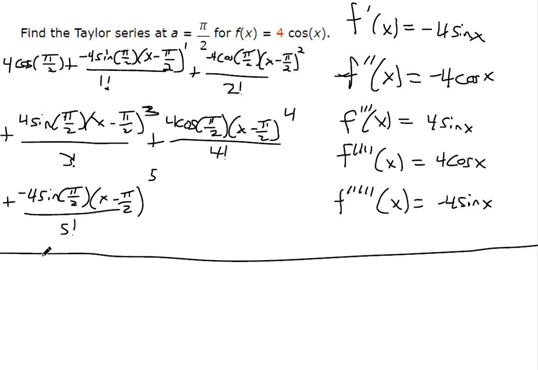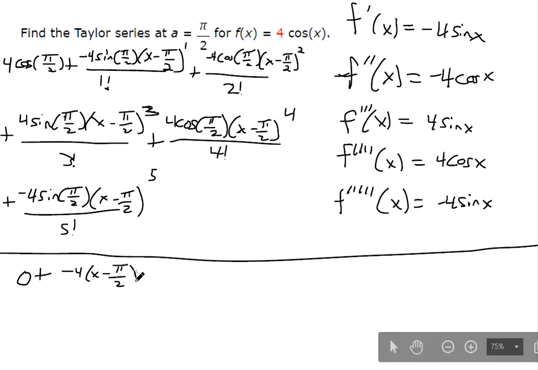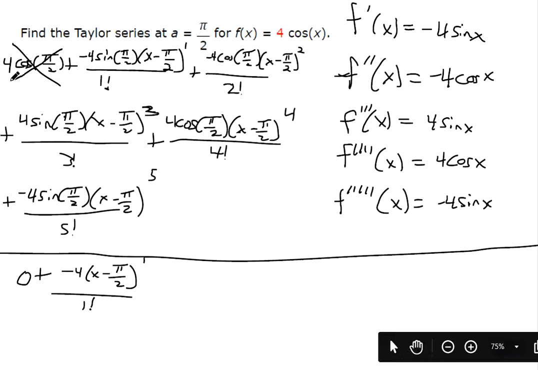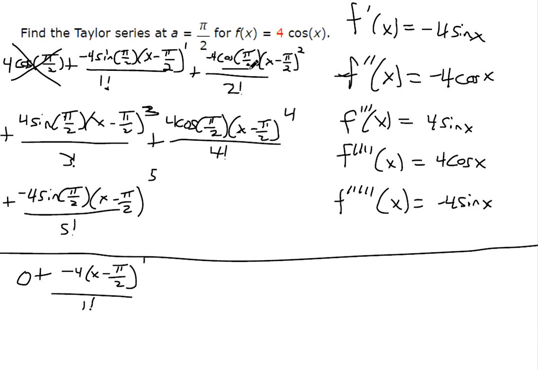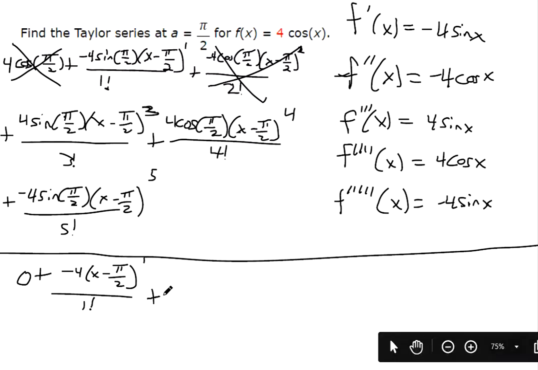Cosine pi over 2 is 0. Sine pi over 2 is 1. So this is negative 4 times x minus pi over 2 to the first power over 1 factorial. Here, I'll cross these out too, the ones that turn into 0, because look, this is also 0. Cosine pi over 2 is 0. This next one is 4. Sine pi over 2 is 1. So then we got x minus pi over 2 to the third over 3 factorial.